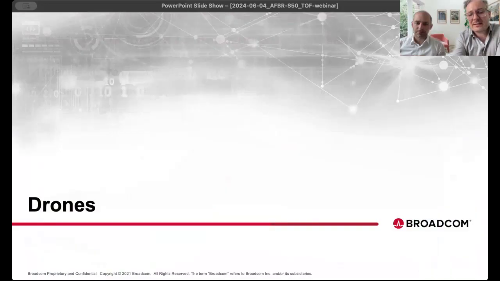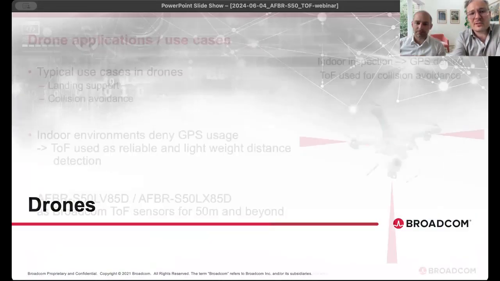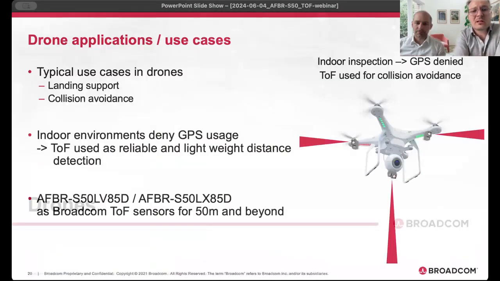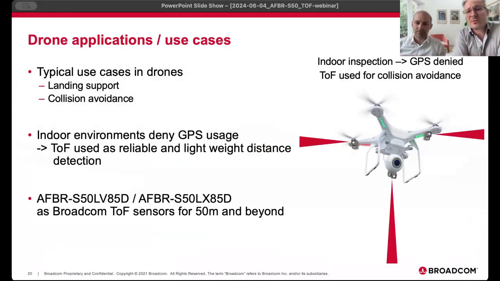Now let's get into the application field of drones. What are the typical use cases in drones for these types of sensors? They are used for landing support, or again, as a collision avoidance system.